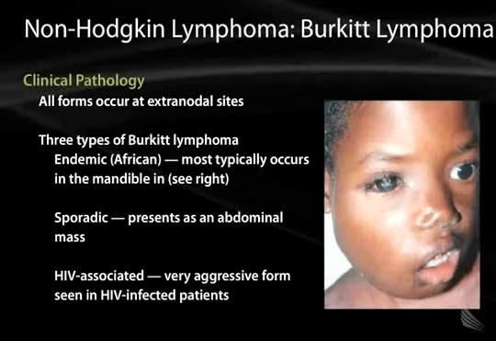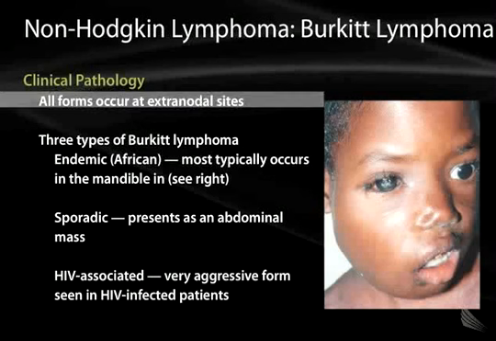Here's a picture of a rapidly expanding mass in Burkitt's lymphoma. These can progress over days to weeks in the endemic area. All of the pathology of Burkitt's lymphoma can occur at extranodal sites, so it's not isolated to lymphoid tissue. Quite the contrary, it is often well outside of the lymphoid system.